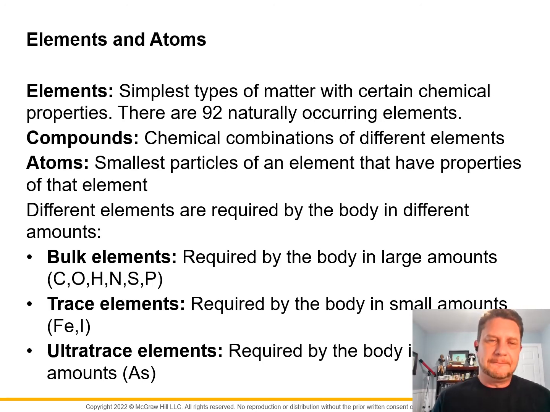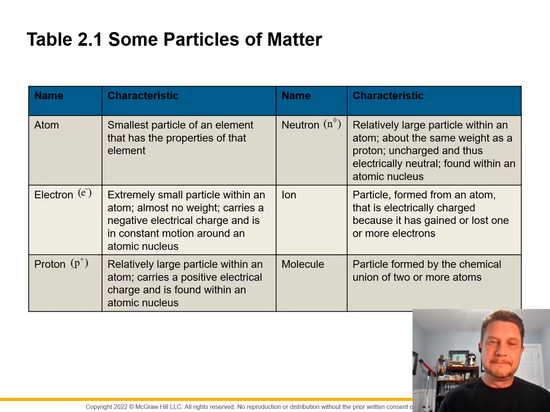There are certain elements that we need a lot of. There are 4 that we can really consider bulk elements. This has 6 listed, but we'll briefly look at those in a second. Then we're going to have a good amount of trace elements that we just need a little bit of, and then there are ultra trace elements, which we need very little of.